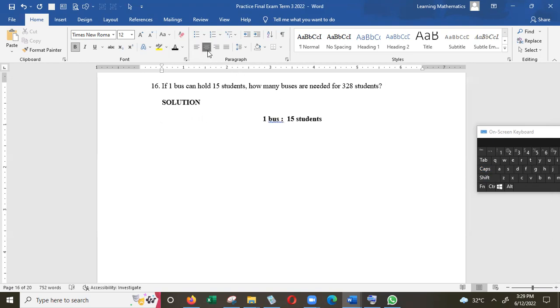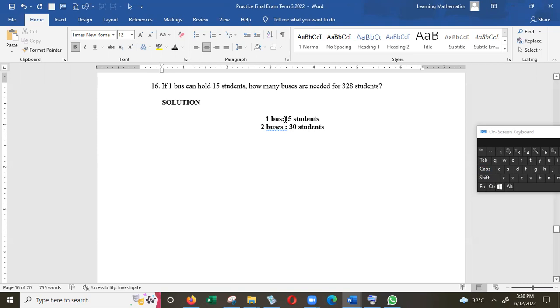So what if you have 30 students? How many buses would you need for 30 students? Obviously, you will need 2 buses, because one bus holds 15. So if you have 30 students, you need 2 buses. And another way that 2 was obtained is by dividing 15 into 30. Divide 30 by 15 to get 2.